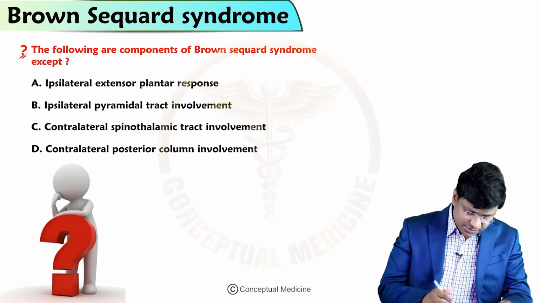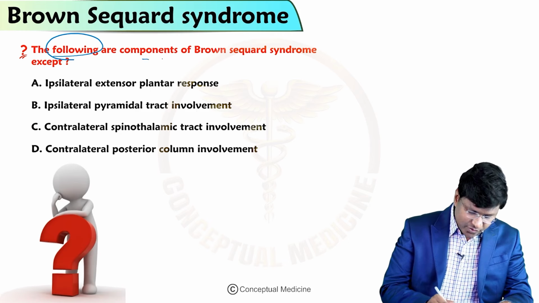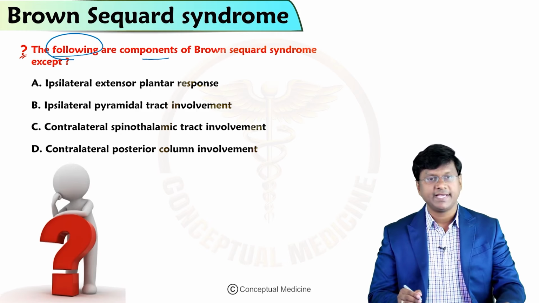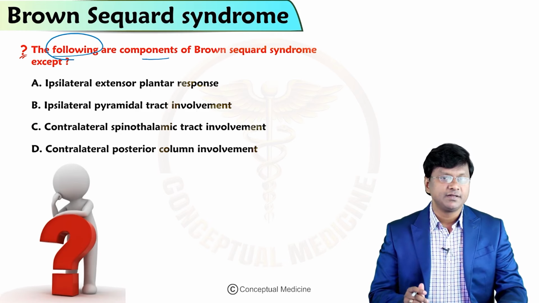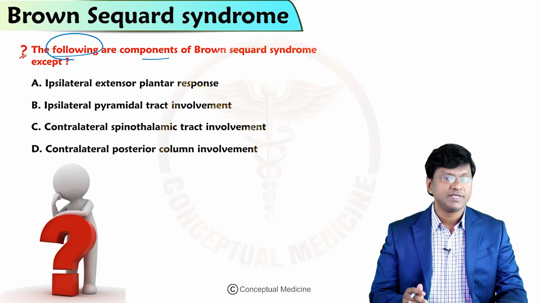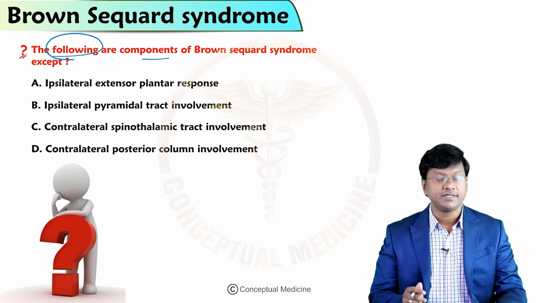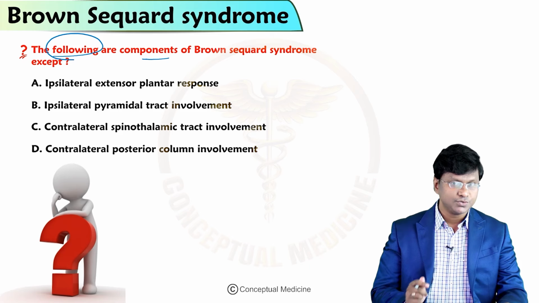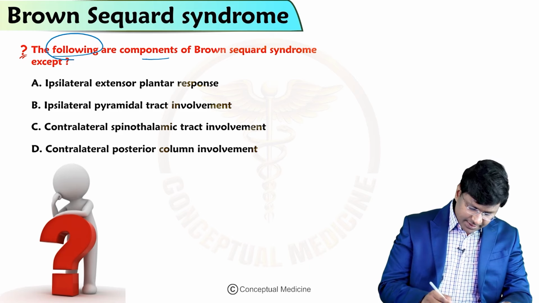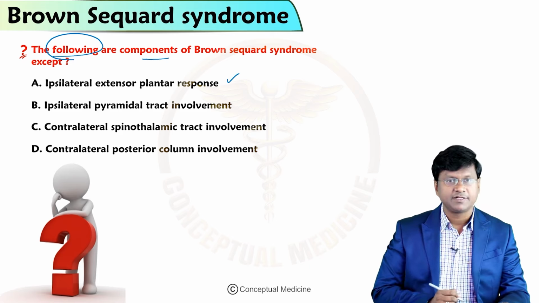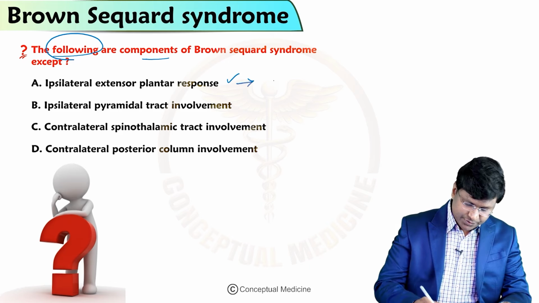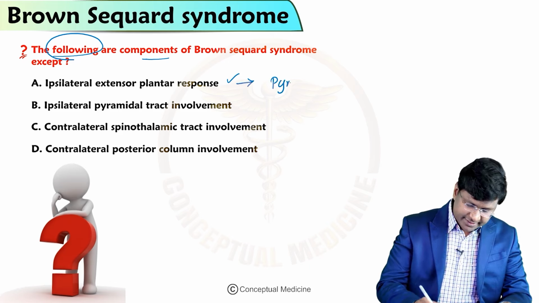The next question is, the following are the components of Brown-Séquard syndrome except ipsilateral extensor plantar response, ipsilateral pyramidal tract involvement, contralateral spinothalamic tract involvement, contralateral posterior column involvement. So ipsilateral extensor plantar response will be there, that is due to lesion within the pyramidal tract.